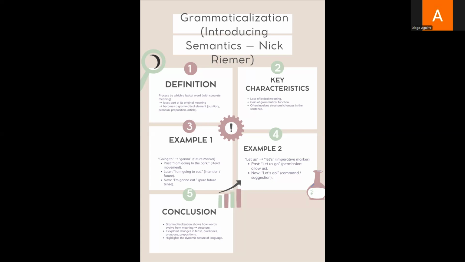Today I'm going to talk about grammaticalization, which is explained in section 11.2.3 of Victorian semantics. Grammaticalization is the process by which a lexical word that originally had a concrete meaning gradually loses part of its meaning because of a grammatical event. Basically, this means that words which carry content meaning now serve mainly a structural role in the language.